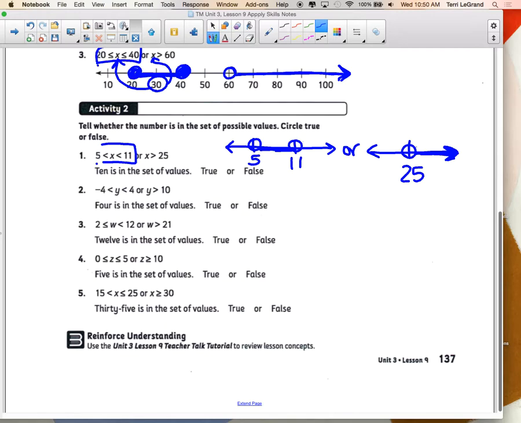So the question is, is 10 in the set of values? Is it in there? Yeah. Which one? The first number line or the second one? It's in this first one here, isn't it? Wouldn't it be about right there? Yeah, so 10 is in the set of values, true. It's in this one, so let's put a little tick mark there and put a 10 so we can show this is our support.